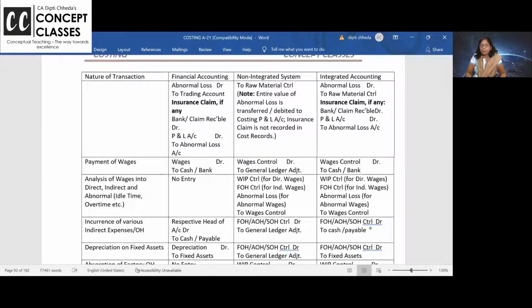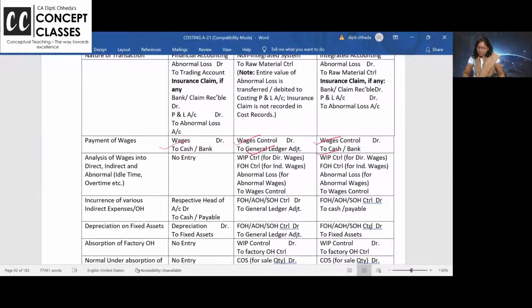Right. When you pay wages in accounts, wages to bank, wages to GLA. In integrated accounts, wages will be debited, and we have cash, bank, and all the accounts. Now, the story ends here, all shortcuts in financial books. How much material was issued, how much came back, how much is losses.